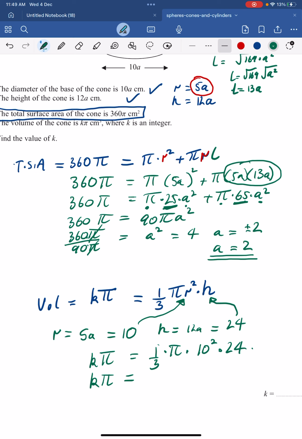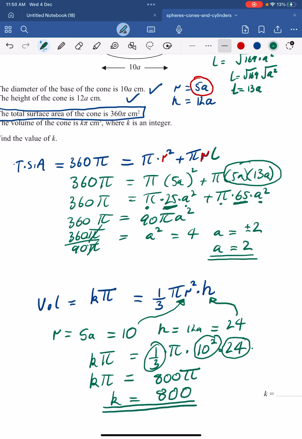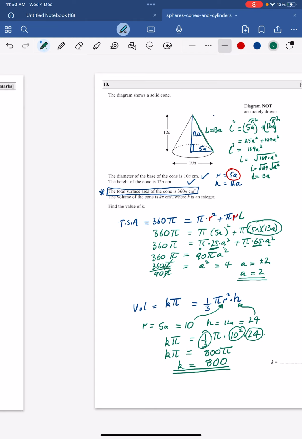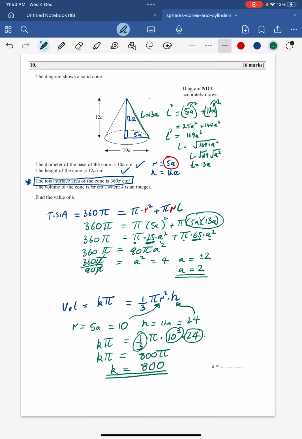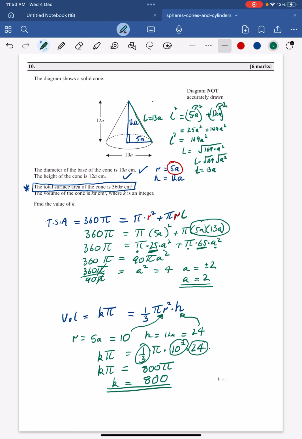Okay, so k pi equals, we just have to do some multiplications. A calculator would help here, but I think I can do it in my head. 1/3 times 24 is 8, times 100. That is 800 pi. And can you see, divide both sides by pi, you get k equals 800. Okay, now k is just a number. It doesn't have any units. And there's your final answer. Wow, what a beauty, right? That's quite a lot of work that goes into that one question. Definitely an exemplary question.